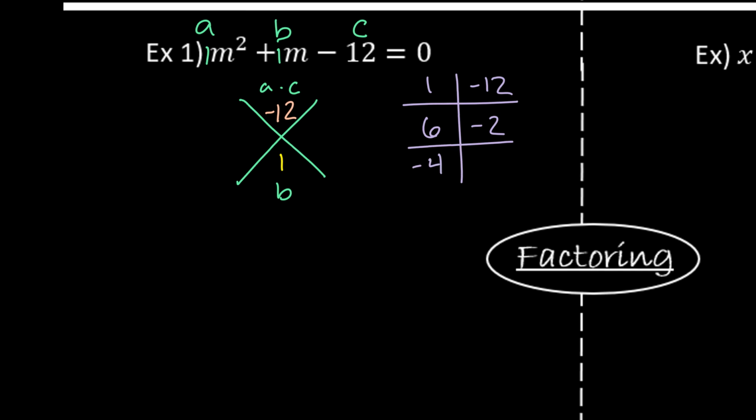Let's do, does -4 plus 3 add to give you 1? What about -3 times 4? Does that give you -12? And does it add to get you 1? So those are our two numbers we're looking for. -3 times 4.